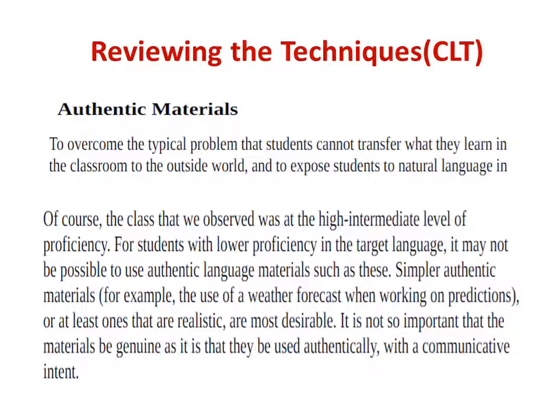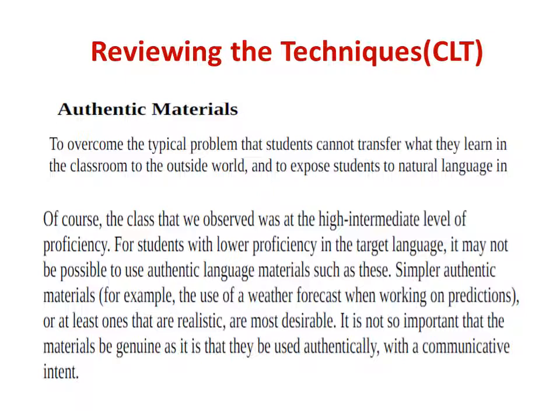The class we have observed was a high intermediate level. Here we have a point which is related to the level in which authentic materials are used. Sometimes authentic materials are difficult to explain for students at some specific levels. For example, the newspaper article, which is explained as we have observed in the experience of communicative language teaching, might be difficult for some students. They cannot understand it. That's why we should select the authentic material according to the student's level.